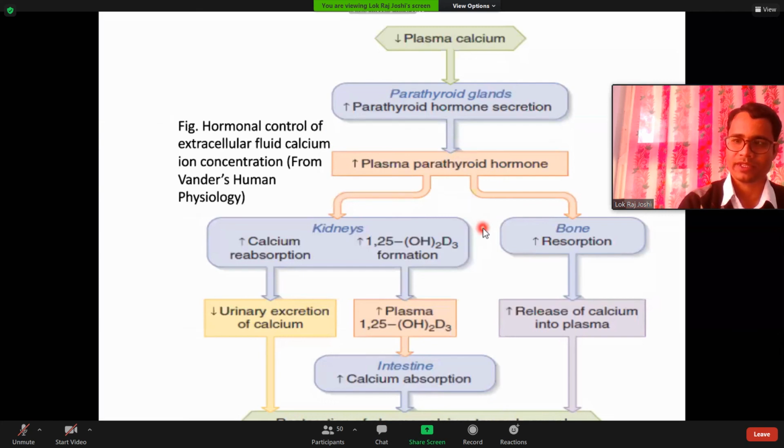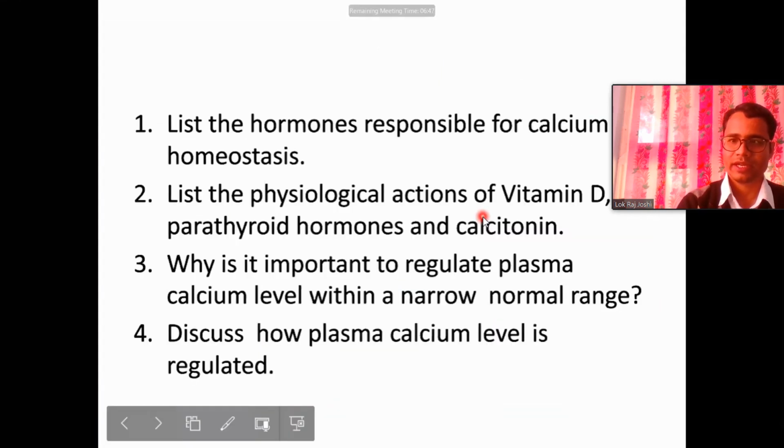For now, I am changing the slide. And there are some questions. You can try to answer them on your own. Try to figure out. If you answer these questions, it will also provide a summary of the class.